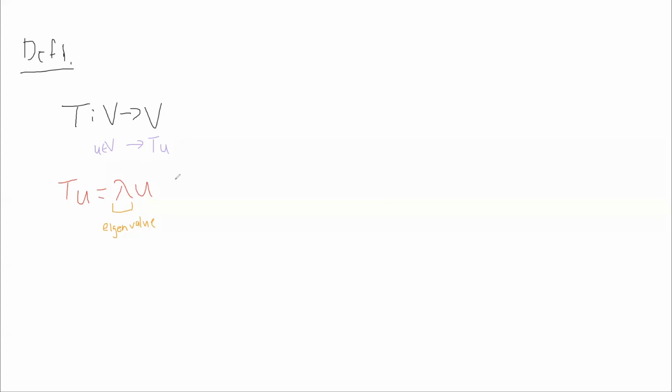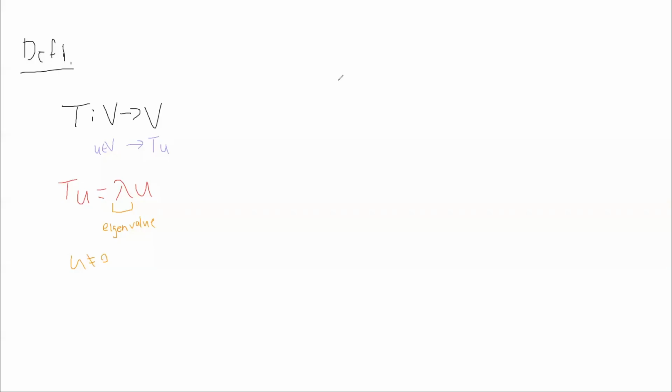Okay, and here we also want u to be non-zero, right? If u is 0, then lambda can be anything, right? All right, so let's look at some extra work from earlier.